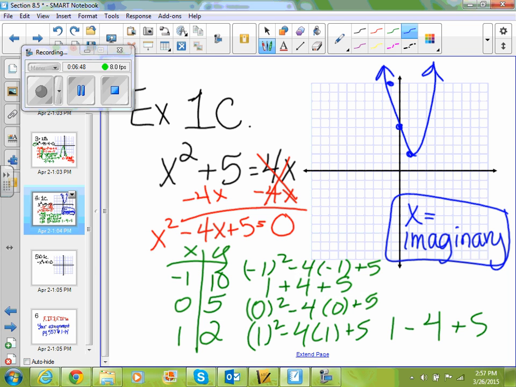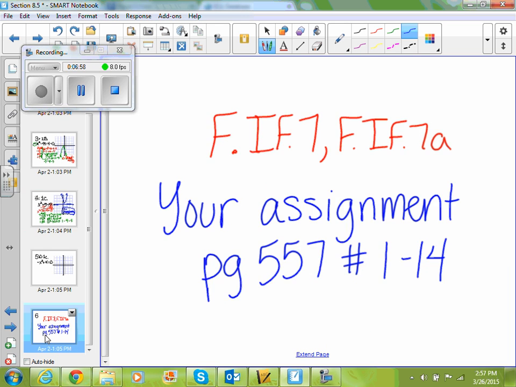Wait, so it has one side. No, if it doesn't cross your x-axis, it's imaginary. Okay, so that's all you guys are doing today, page 557, 1 through 14.